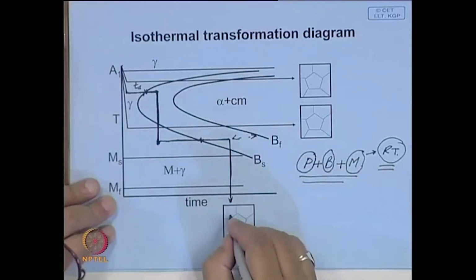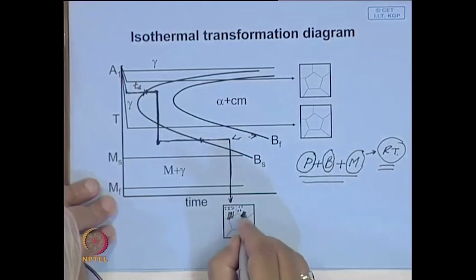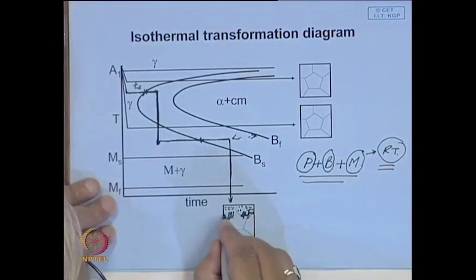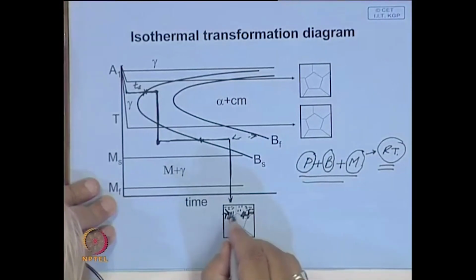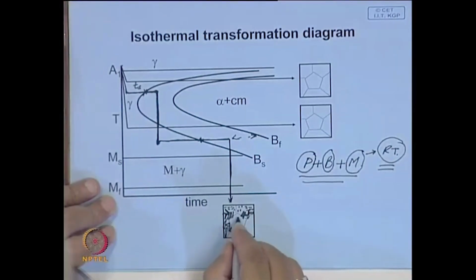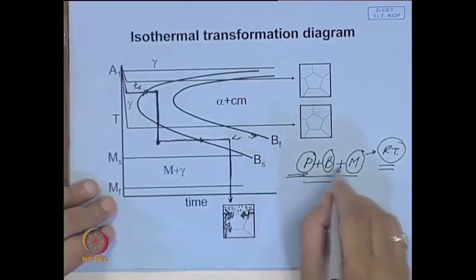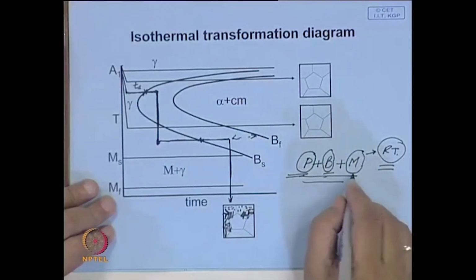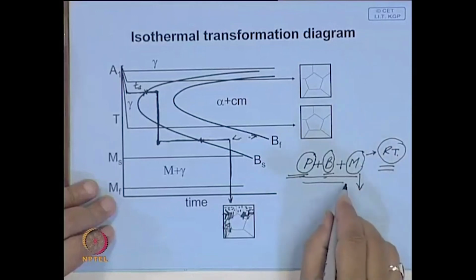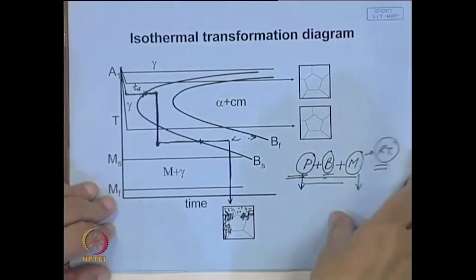So, then you can get a mixture of pearlite, bainite, and also martensite needles. The properties will follow a composite type of relationship: hardness will depend on how much pearlite, how much bainite, and how much martensite you have. The martensite will make the maximum contribution to the strength, pearlite will make the minimum, and bainite will have an intermediate contribution.